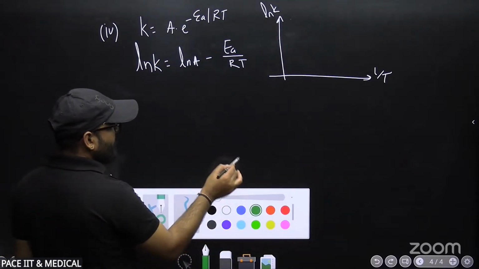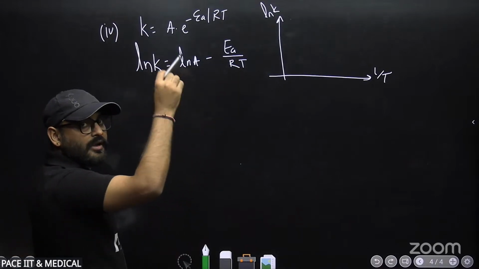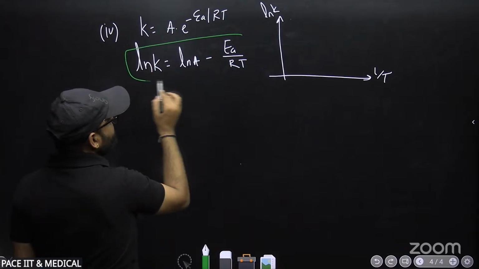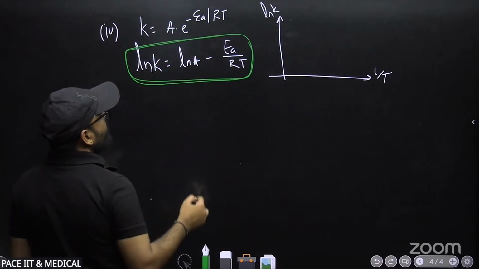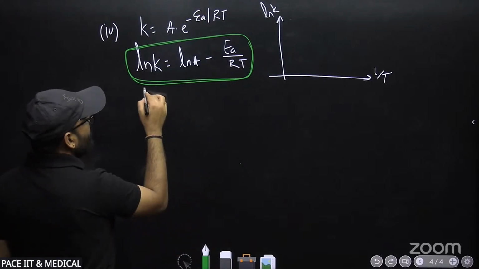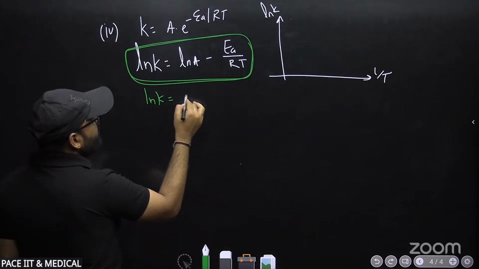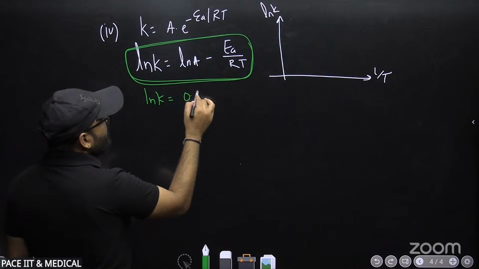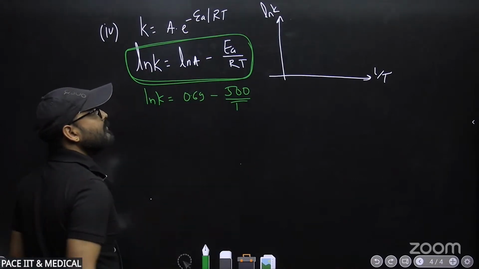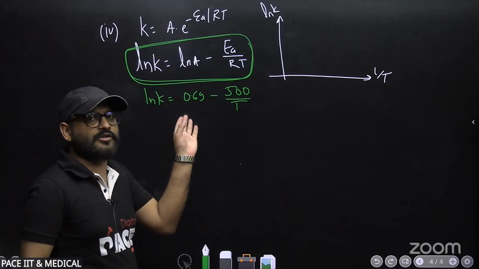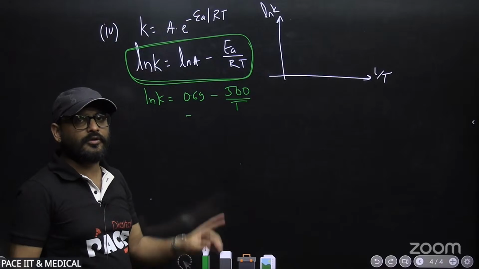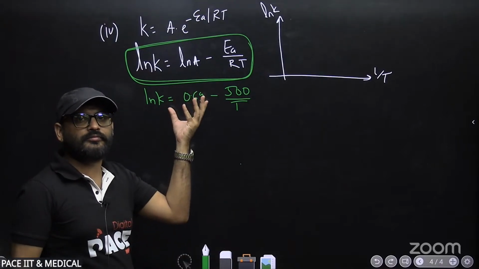This is y equals to mx plus c. Many questions are asked directly using this equation. In boards also this can be asked. And from graph point of view as well as this equation point of view. Question will be given like ln K equals to, let's say, 0.69 minus, let's say, 500 by T. And you will be asked value of Arrhenius constant and value of activation energy. Just compare these two. You know 0.69 is ln2.